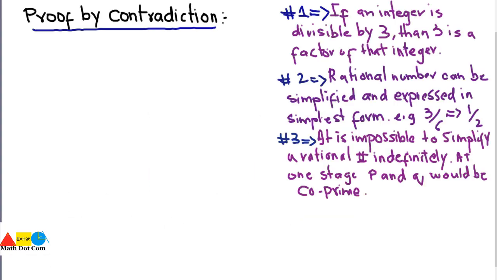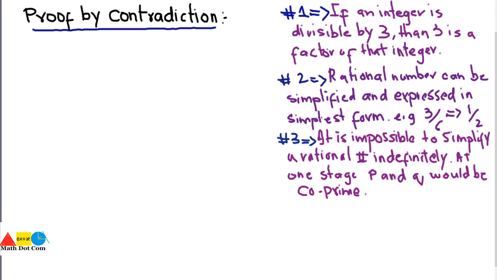Hello everyone. In today's lecture we are going to prove that under root 3 is an irrational number. Before that, we have to look at some points that you need to keep in your mind while proving this, that under root 3 is an irrational number.